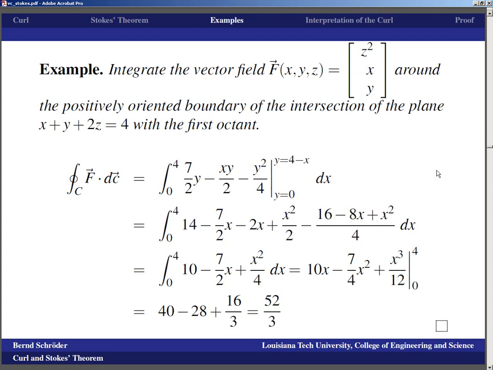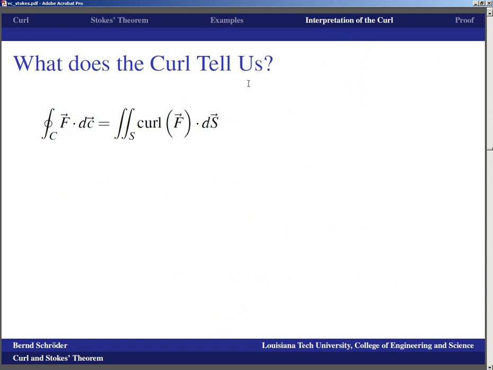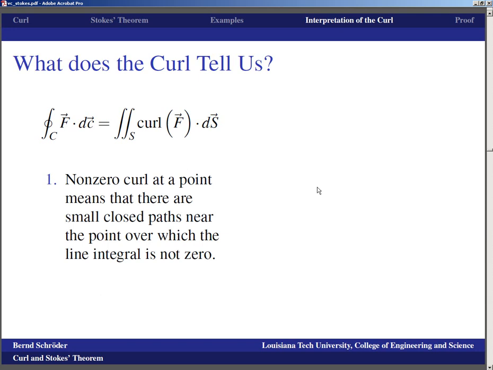In terms of interpretation of the curl, well, what does the curl tell us? We know Stokes' theorem, and Stokes' theorem says that the closed line integral of a vector field along a closed curve is equal to the integral of the curl of the field over any surface that interpolates this closed curve. And so that means non-zero curl at a point means that there are some small closed paths near the point over which the line integral is not zero.